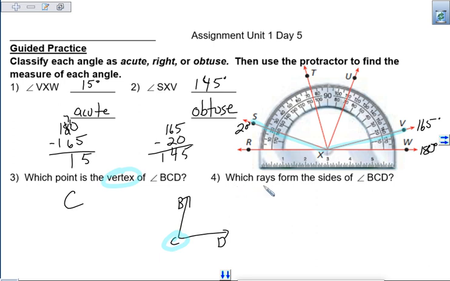Then the next one: which rays form the sides of angle BCD? Part of the reason why I said to draw your picture is that I need the sides of this angle. So I need a side, and I need another side, and they are rays. So how are we going to name that? Ray, not BC, CB. You have to start at your endpoint. And what's our other ray, our other side? Ray CD, not DC, because again, you have to start at that endpoint. You have to start at the vertex.